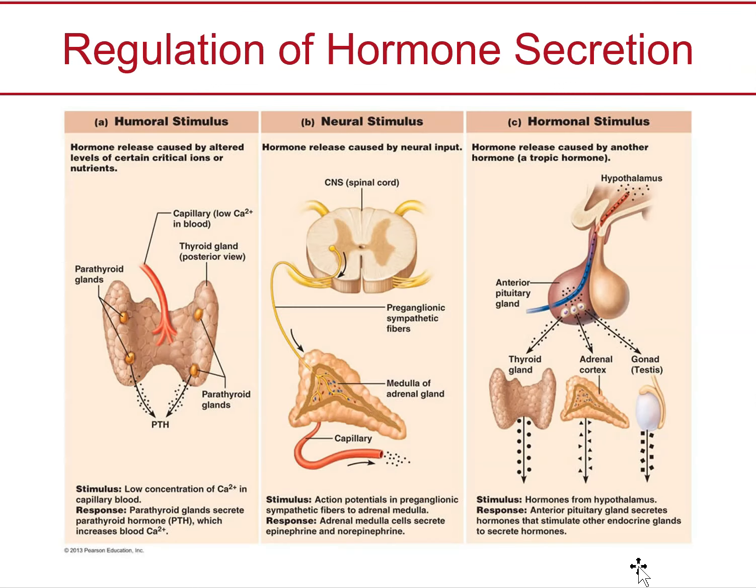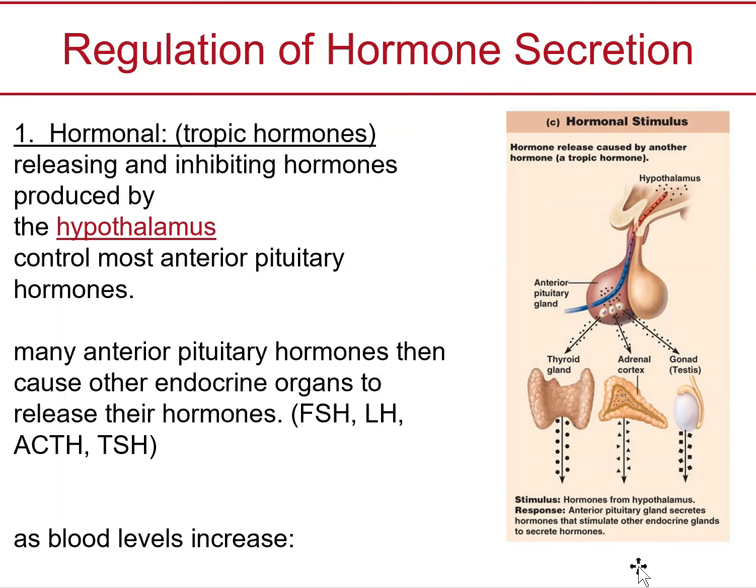There are really three things that affect our hormones. We have what's called a humoral stimulus. Humor means fluid or blood. We have hormonal stimulus, which means a hormone is going to trigger another hormone. So some hormones are the bosses of other hormones. And then we have neural stimulus, which is pretty much always going to be our sympathetic nervous system.